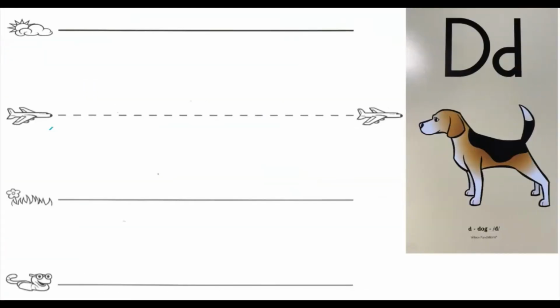Now let's practice the letter D. An uppercase D. Is an uppercase D a skyline letter or a plain line letter? You're right. It's a skyline letter. Are you noticing a pattern with our uppercase letters? They all start at the skyline.